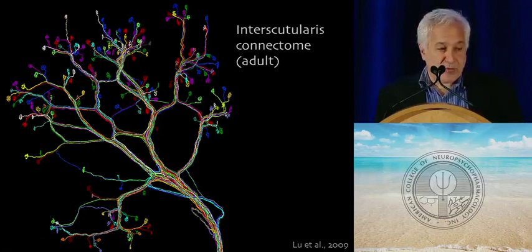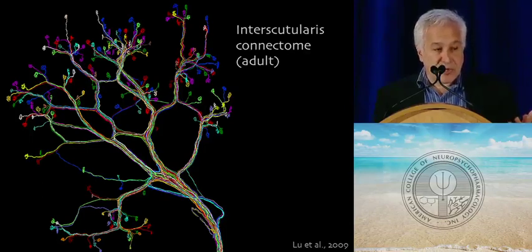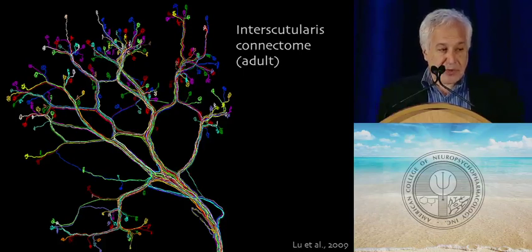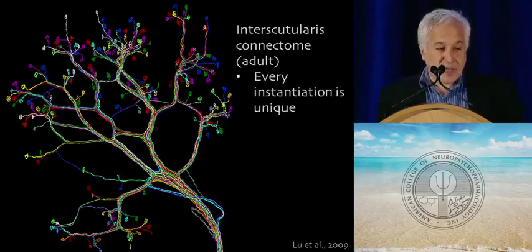Will it look the same in one instantiation after the next? And we compared the left interscutularis muscle, which wiggles the ears, with the right interscutularis muscle. As you know, mice are bilaterally symmetric, so this was an easy question to ask. And we found that every single instantiation was completely unique and wired differently. Even in the same animal, the left and right were wired differently, but the left of one animal was wired differently from the left of another, so every instantiation was unique.